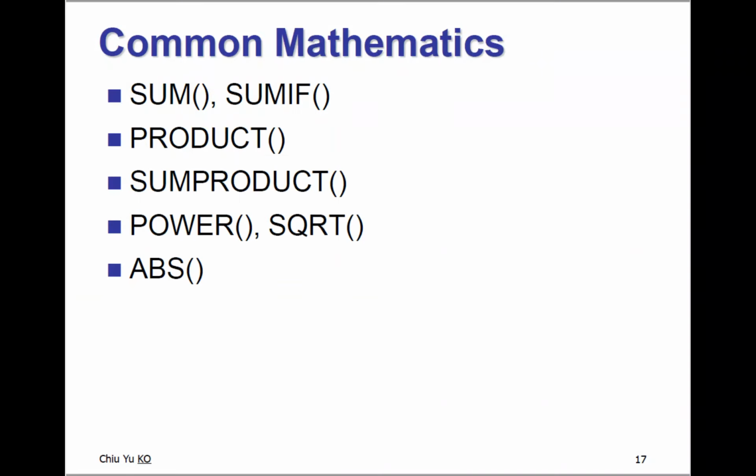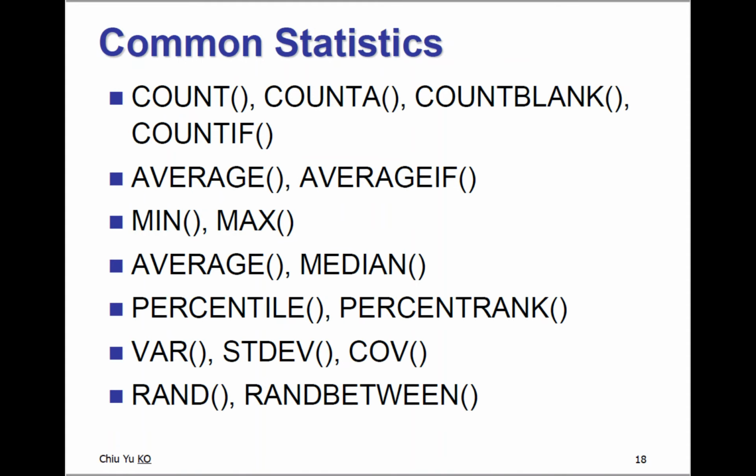And the SUMPRODUCT, we have talked about that. POWER is just exponential, raised to the power. SQRT is square root. ABS is absolute value. I think it's easy. The next is COUNT.